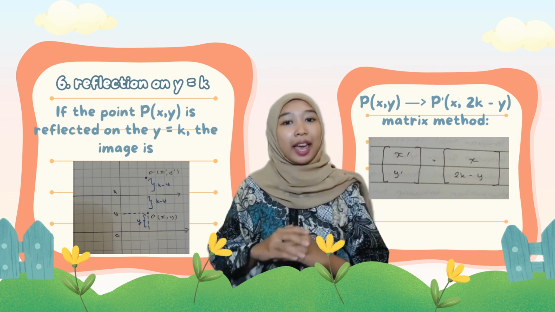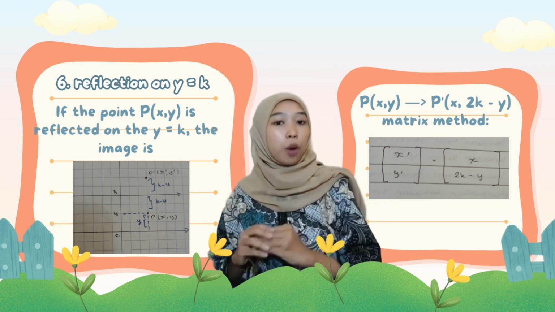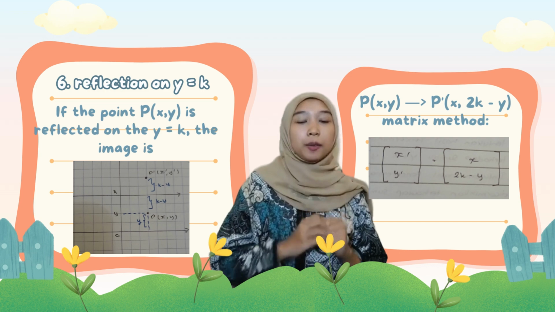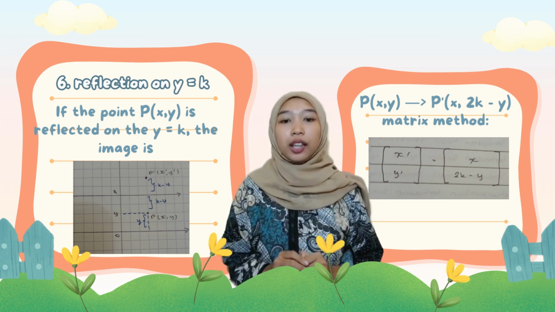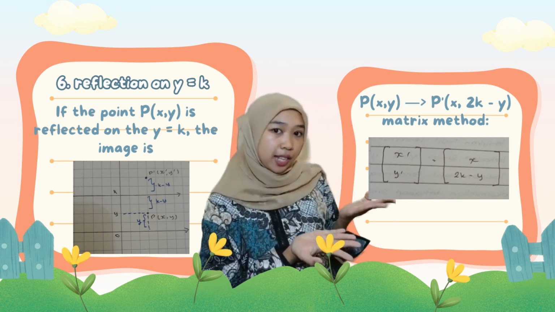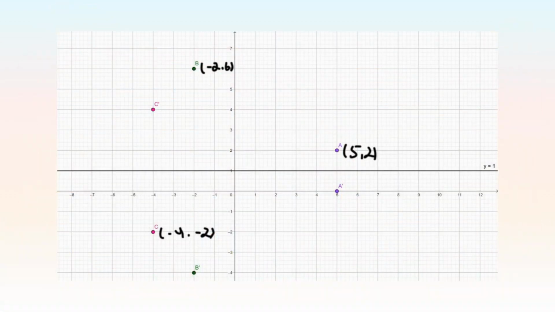Mathematically, if a point is (x, y), its reflection across y equals k will be (x, 2k - y). The image for reflection on the line y equals k is like this, and this is the transformation matrix. For example, if we have point A (5, 2), point B (-2, 6), and point C (-4, -2), reflected on y equals 1, A' is (5, 0), B' is (-2, -4), and C' is (-4, 4).